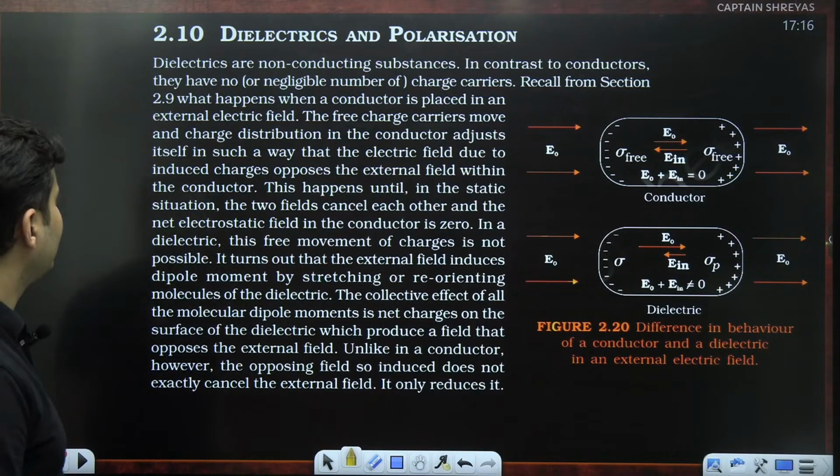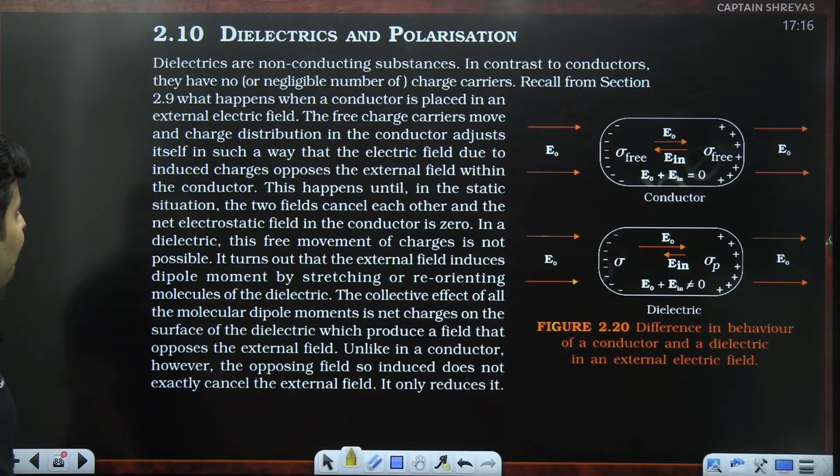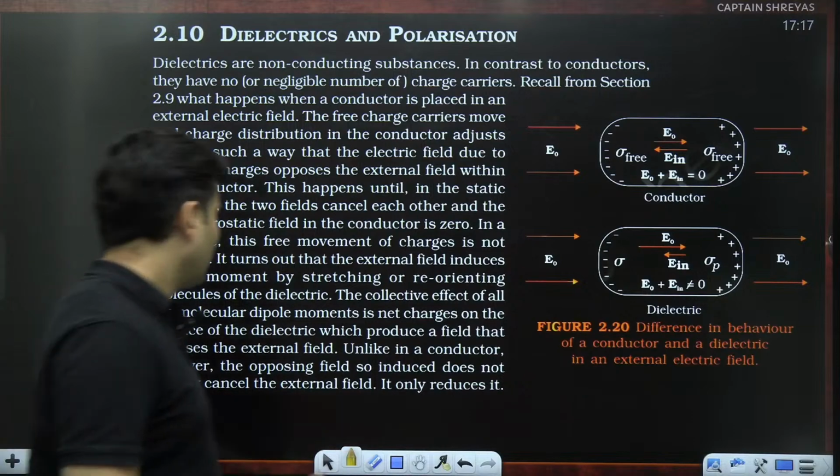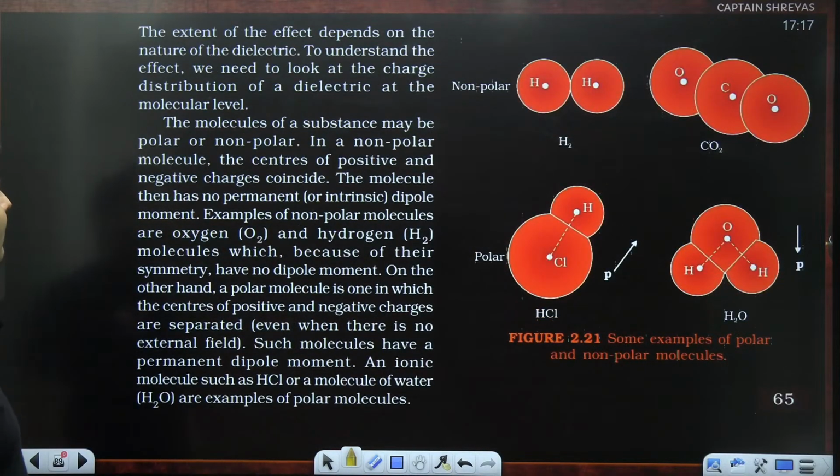Let's go to dielectrics and polarization. This is section 2.10. Dielectrics are non-conducting substances. In contrast to the conductors, they have no or negligible number of charge carriers. Recall whatever happens, the free charges move until, in the static situation, the two fields cancel each other and the net field is 0. In a dielectric, this free movement of the charges is not possible. It turns out that the external field induces a dipole moment by stretching or reorienting molecules of the dielectric. The collective effect of all the molecular dipole moments is a net charge on the surface of the dielectric. It produces a field that opposes the external field. Unlike in a conductor, however, the opposing field so induced does not exactly cancel the external field, it only reduces it. And the extent of the effect depends on the nature of the dielectric.